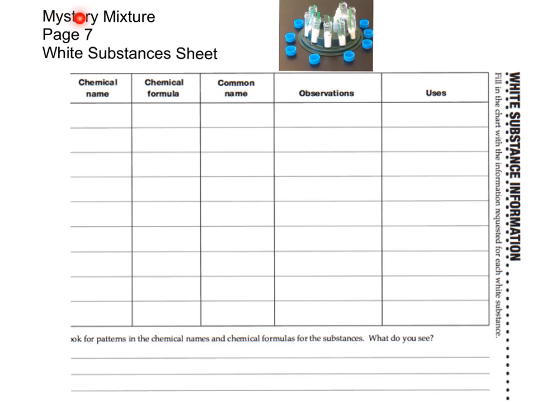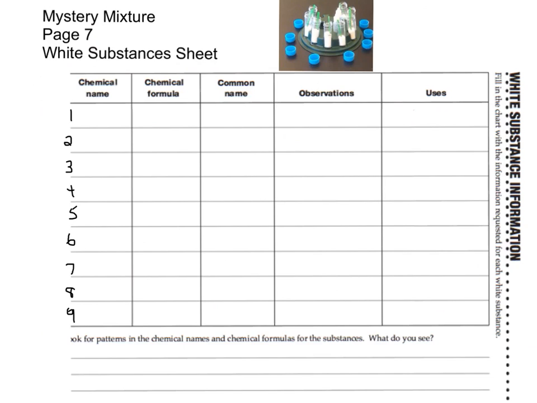Mystery mixture page 7, the white substance sheet looks like this sheet, and there's 9 spaces for substances. 1, 2, 3, 4, 5, 6, 7, 8, and 9. And you will need to find or fill in each of these slots to find out about these white substances before we actually do the testing to determine what the mystery mixture is.